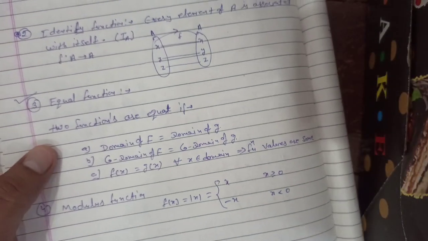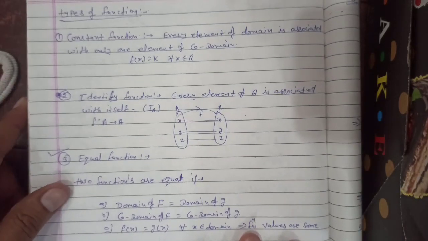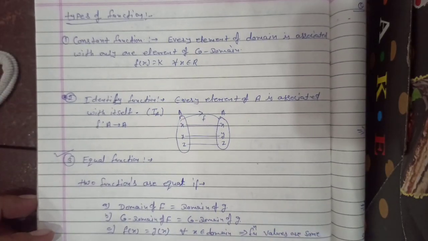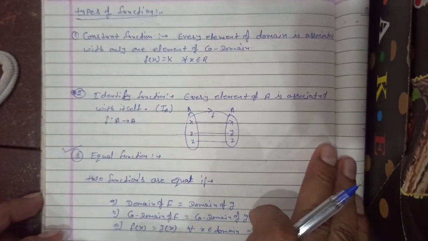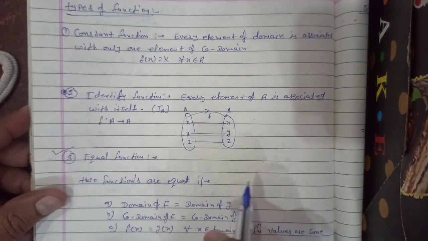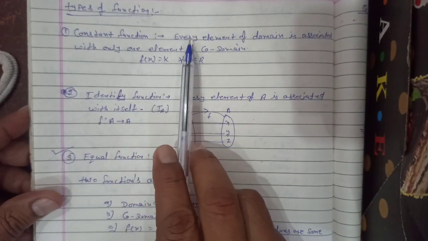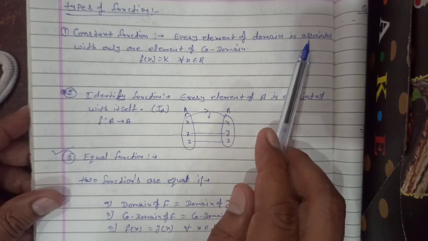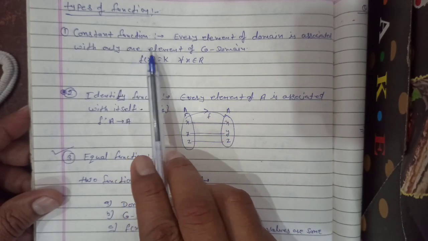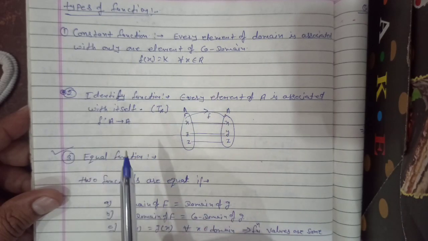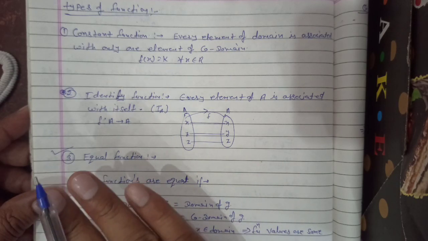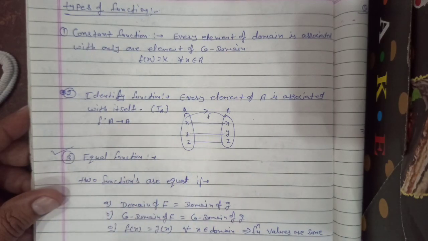Now we take up the next formulations. There are a few particular types of functions. First we consider the constant functions. It means every element of the domain is associated with only one element of the codomain. It means each and every element of the domain has the same image.